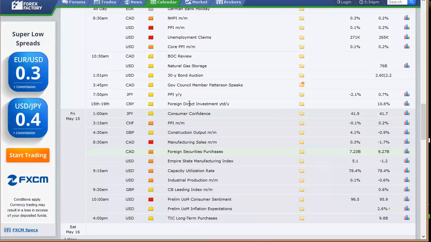Manufacturing sales and foreign securities purchases out of Canada Friday morning, and then U.S. wraps it up with the Empire State Manufacturing Index, capacity utilization, and industrial production, and the preliminary first look at the University of Michigan sentiment for May to end the week. So none of our big three economic numbers, no GDP number here in the U.S., although there are some from the other parts of the world.